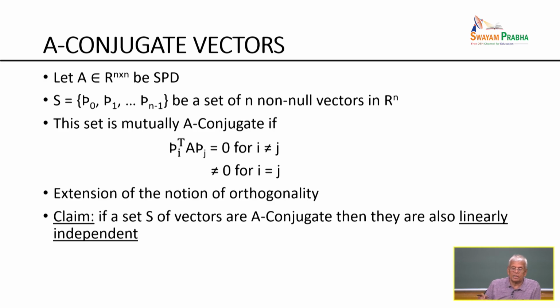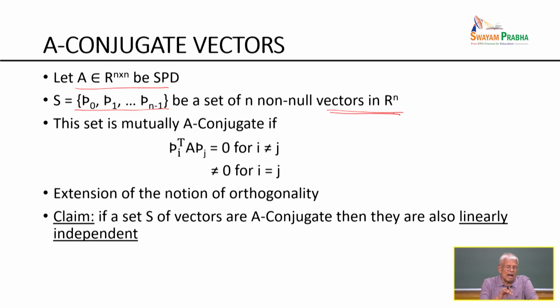gradient subsequently. Again, let A be an SPD matrix. Consider a quadratic function which is 1/2 of x transpose A x minus b transpose x plus c. So, with respect to this matrix, I am going to pick a set of n vectors in R^n. p_0, p_1, ..., p_{n-1} are vectors in R^n.